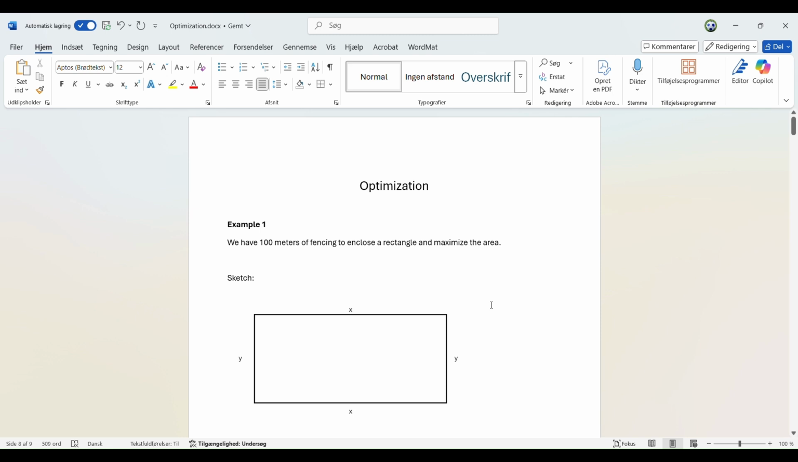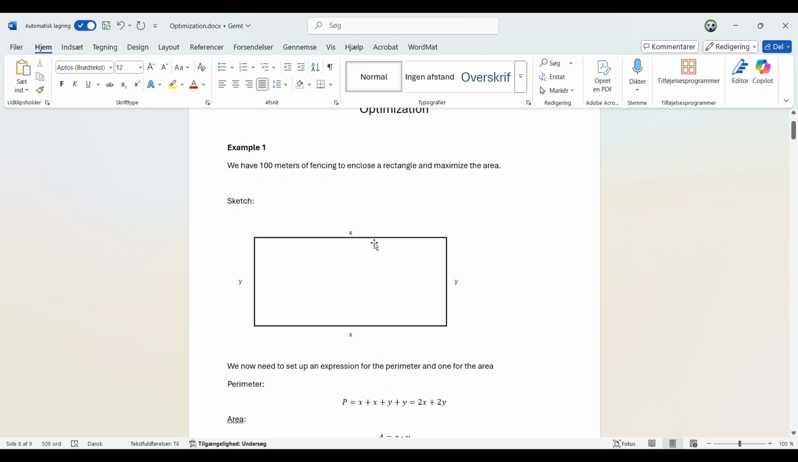My name is Tobias and today we're going to look at optimization in mathematics using differential calculus. So let's have a look at example 1. We have 100 meters of fencing to enclose a rectangle and maximize the area. So down here we've got our sketch.